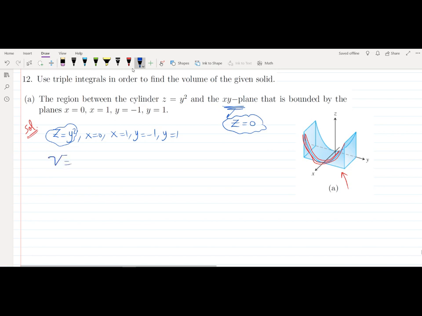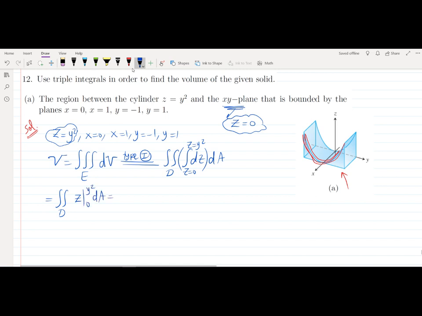So the volume will be the triple integral over the solid E for dV, and we can use it as a type I region. So it will be a double integral over region D of the integral dz dA, where z, as we said before, changes from z equals 0 to z equals y squared. Then it will be the double integral over region D of z from 0 to y squared dA. It will be simply the double integral over region D of y squared dA.